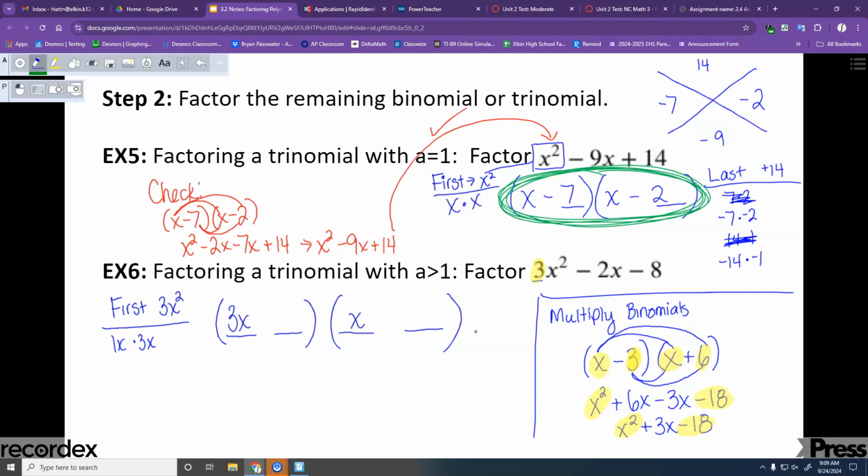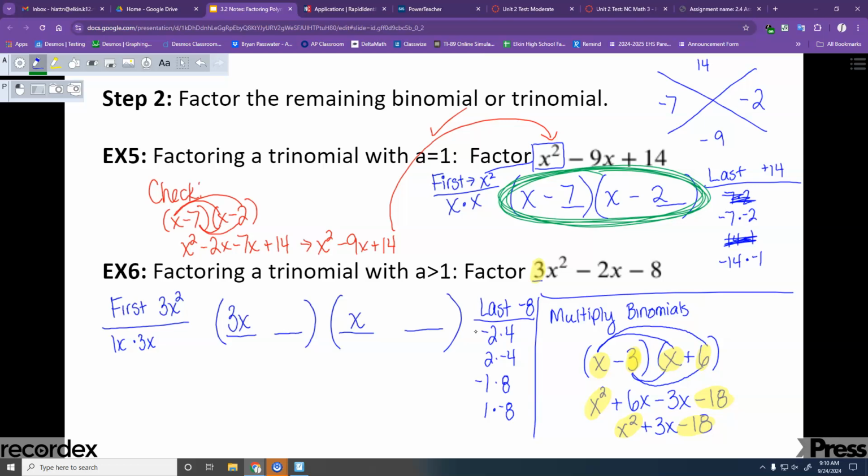All right. What about my last term? It is negative 8. What could I multiply together to get negative 8? Negative 2 and 4. I could do positive 2, negative 4, right? What else? Negative 1 and 8, or positive 1, negative 8. I think that's all my options here. Now, I want a negative 2 in the middle. There is one of these that adds up to be negative 2.